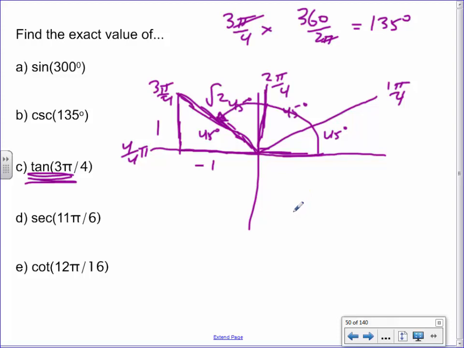Last thing we got to do, tan is equivalent to opposite over adjacent, or in this example right here, the coordinate points would be -1 and 1 if I put a point up here in the corner. Tan is equal to your y value divided by your x value. So negative 1 divided by 1 should give you negative 1, hopefully.